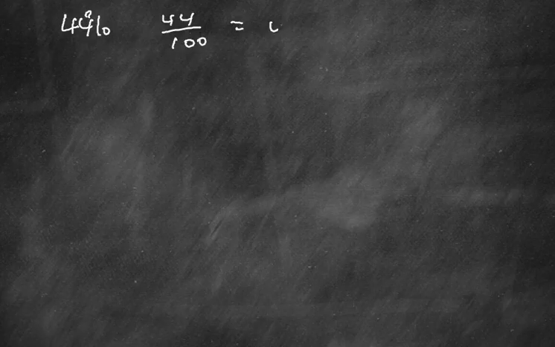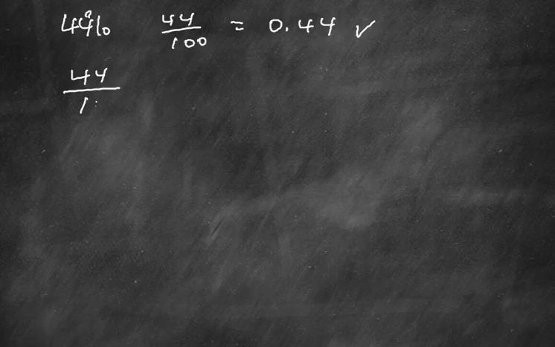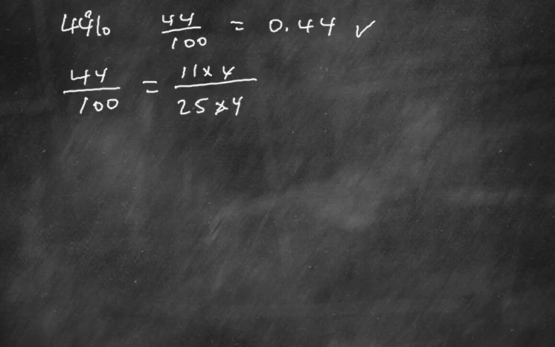Now if I have 44%, in decimals it is 44 over 100, which is equal to 0.44. Move the decimal 2 to the left. Okay. Now in fractions, it's 44 over 100. It's 11 times 4 over 25 times 4. So I can simplify, and it is equal to 11 over 25. Okay.